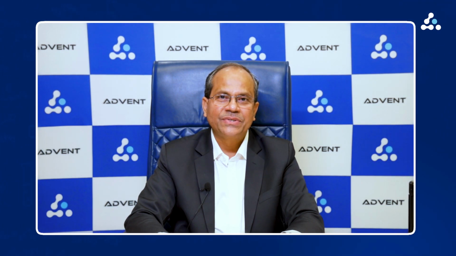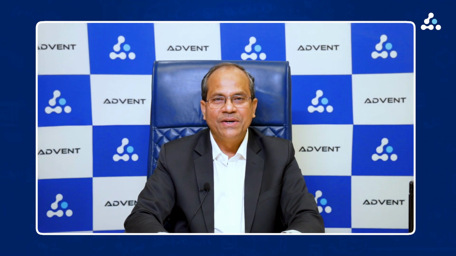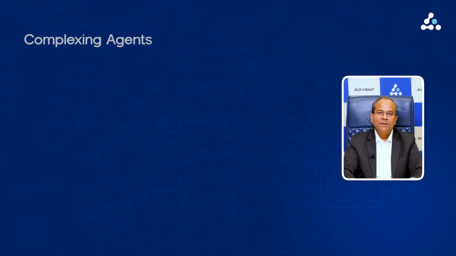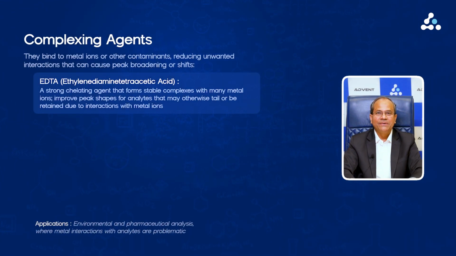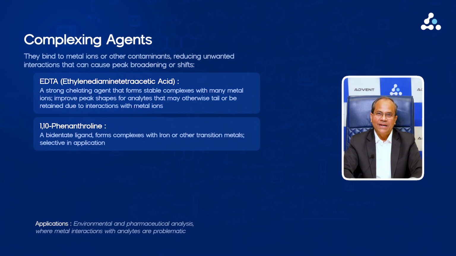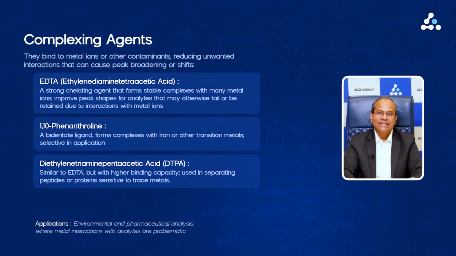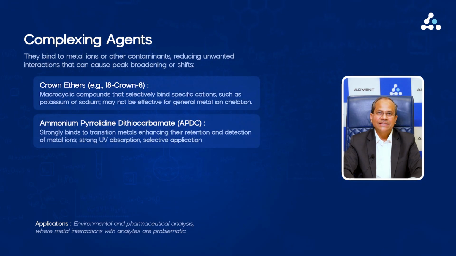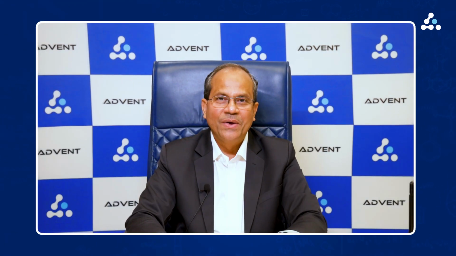They bind with metal ions or other contaminants, thereby reducing unwanted interactions that can cause peak broadening or shifts. There are many complexing agents such as ethylenediaminetetraacetic acid EDTA, 1,10-phenanthroline, diethylenetriaminepentaacetic acid DTPA, crown ethers such as 18-crown-6, which is a macrocyclic compound. All of them selectively bind different metal ions, thereby helping the final analysis. All these complexing agents have applications in environmental and pharmaceutical applications where metal interaction with analytes is problematic.